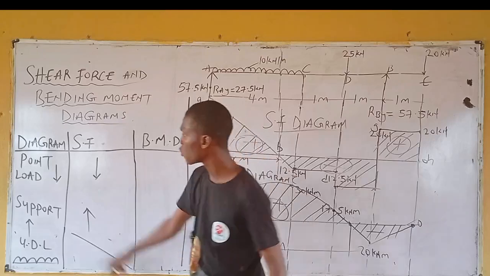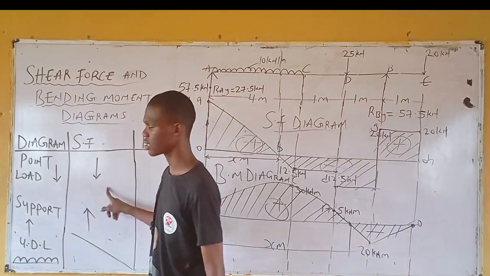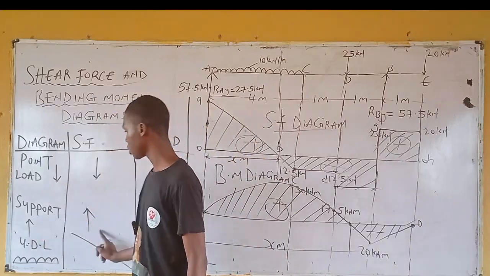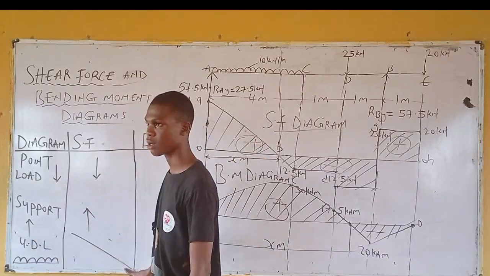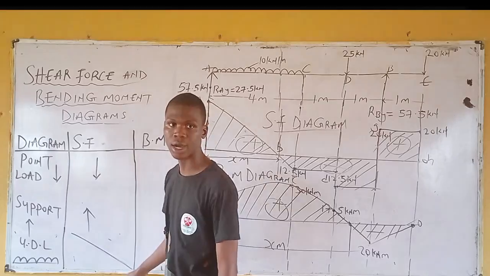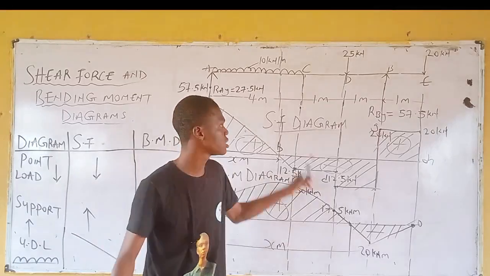Now, take note of this. When you have a point load, this is your shear force diagram. When you have a support, this is your shear force diagram. When you have a u.d.l, this is your shear force diagram. Now, let's apply this idea to this given beam.